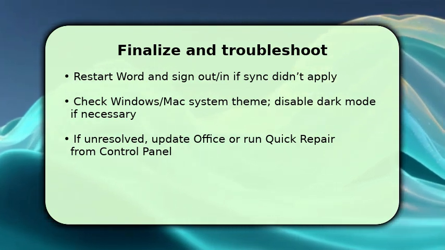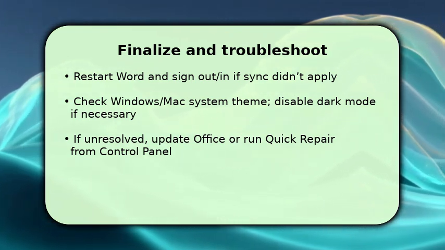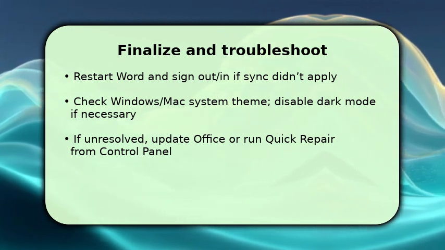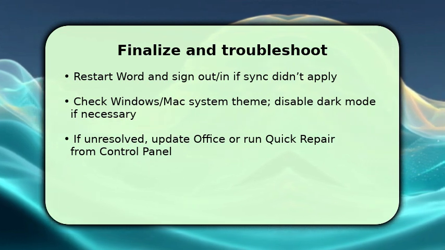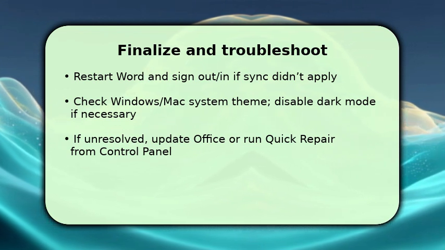If you still see dark sections, check your operating system's theme. Windows or Mac OS dark mode can force apps to appear darker, so disable it or set app-specific preferences. If problems persist, update Office or run a quick repair. That fixes corrupted settings that block theme changes.